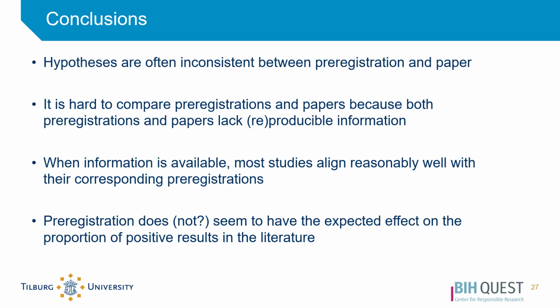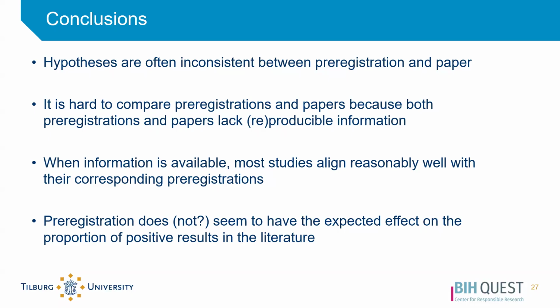So hypotheses are often inconsistent between pre-registration and paper. I showed that in those graphs. It is hard to compare pre-registrations and papers because a lot of times there was just not enough information, either in the pre-registration or the paper. But when information was available, most studies aligned reasonably well. So the consistency was pretty good. Disclaimer here, a lot of inconsistencies were also not transparently reported, which is a problem in and of itself.